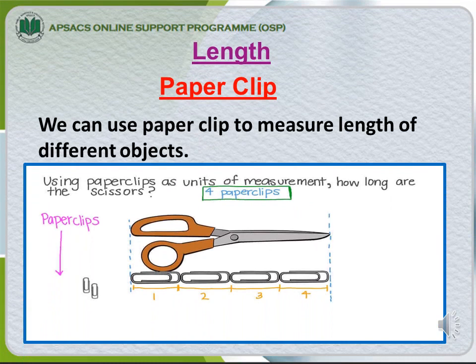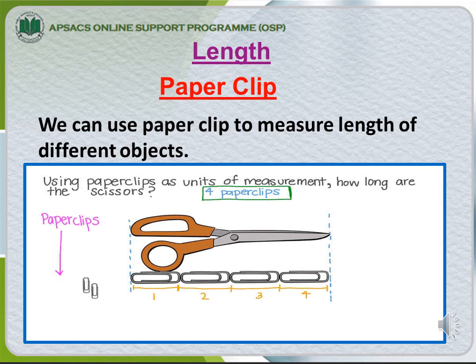Let's talk about paper clips. How we can use paper clips to measure the length of different objects. Do remember, it is a non-standard unit of measurement. Look at the picture. Using paper clips as a unit of measurement, how long are the scissors? We have to find the length of the scissors by placing paper clips one next to the other, as you can see in this picture. There should be no gap between paper clips.